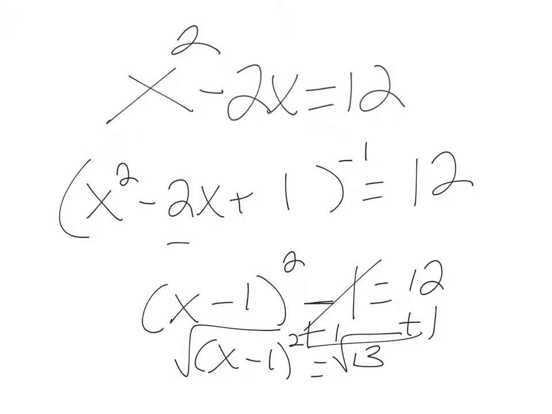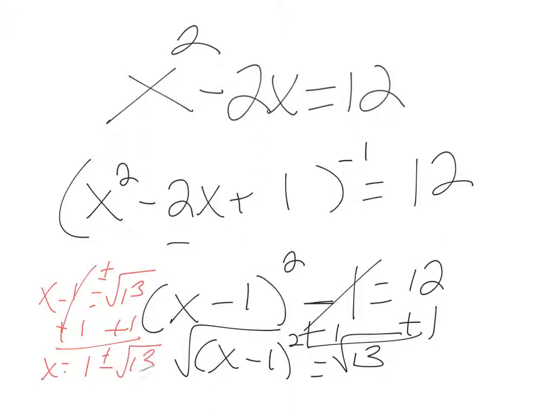We have x minus 1 equals plus or minus radical 13. So I just have to add 1 to both sides. x equals 1 plus or minus radical 13.